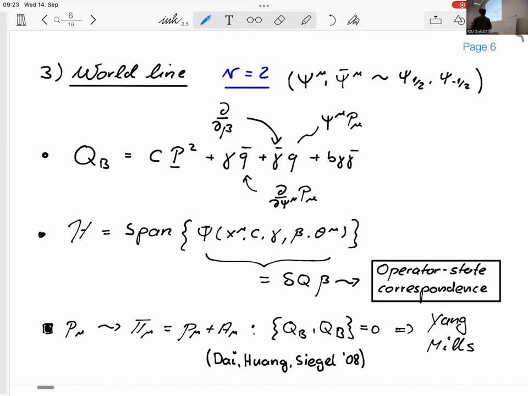I mean, beta is one particular wave function. It's like a reference state, like the SL2 vacuum. So beta is the reference state, and when we act with delta Q on this, you will obtain the Yang-Mills state. So in this particular theory.